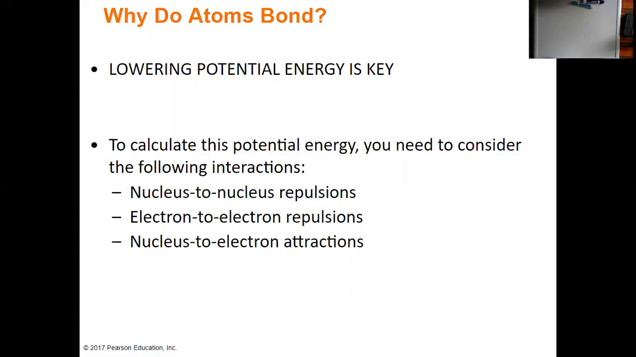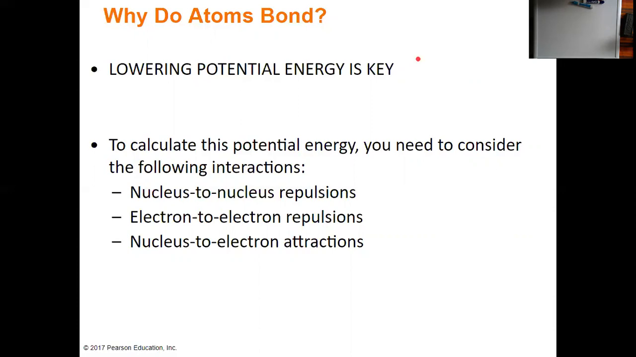When we have to think about why atoms are going to bond with one another, our main focal point is this right here: lowering potential energy. Okay, atoms are only going to come together and form bonds if it lowers the potential energy. A chemical bond is going to form when the potential energy of the bonded atoms is less than the potential energy of the separate atoms. That's how this stuff happens.